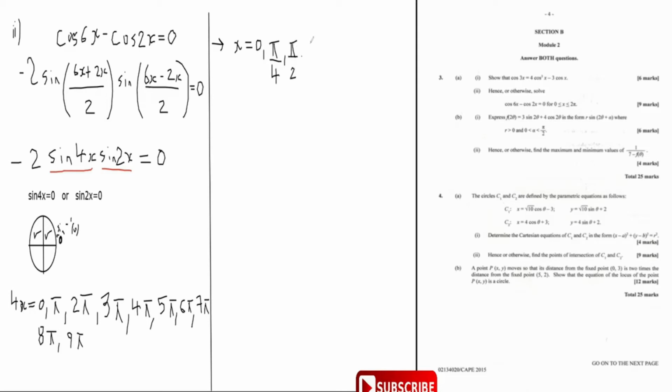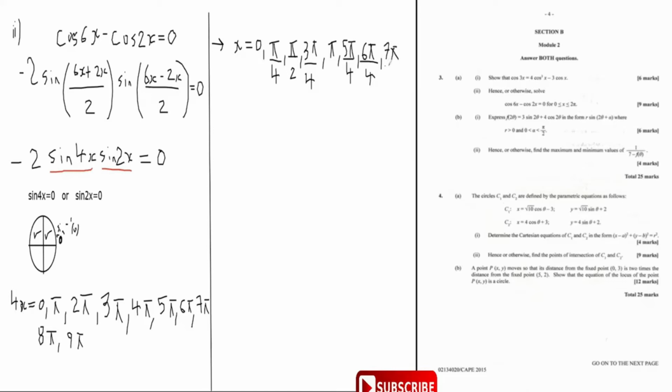Then 3 pi over 4 is going to be 3 pi by 4. Then 4 pi by 4 is going to be pi. Then 5 pi over 4, that's going to be 5 pi by 4. Then we're going to have 6 pi over 4, which is 6 pi by 4. Let me just write it as 6 pi by 4. Can simplify it a little bit more, but write it as 3 pi by 2. Then you're going to have 7 pi by 4, all right?